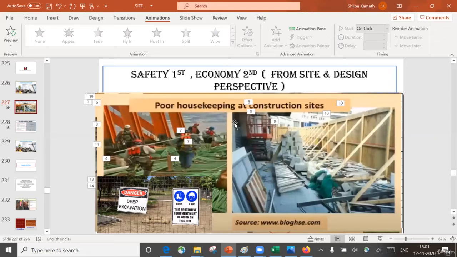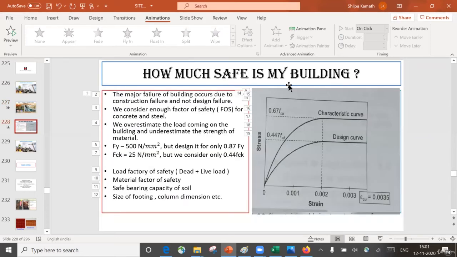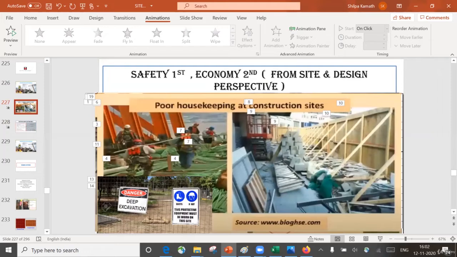The one which you're seeing right now, all these are from site point of view. And once I try to explain how safe my building is, this is considering design point of view. We'll try to see how safe a building is and what are the precautions that we need to take while working at the site. We'll look at that one by one.